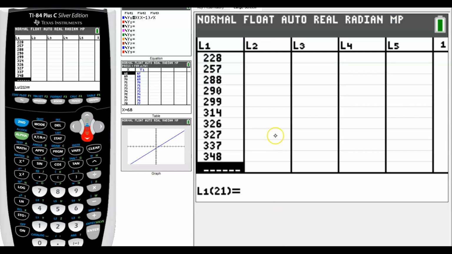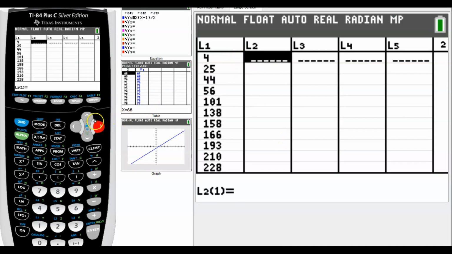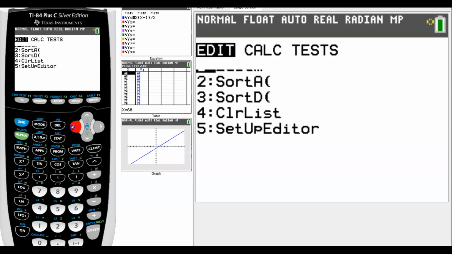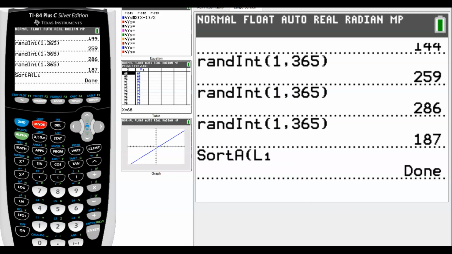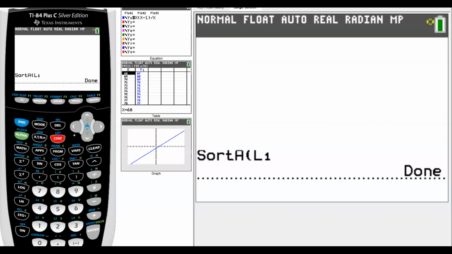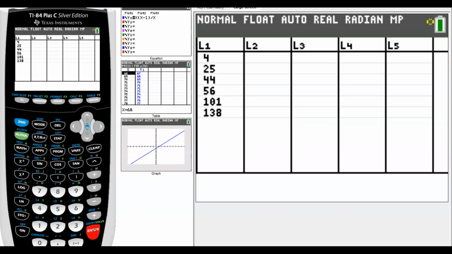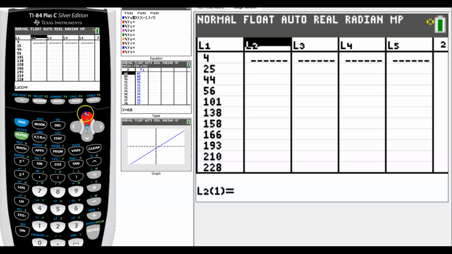So what I'm going to do now, and I'll probably pause the video so I can do it a bunch of times, but I can go over to L2 if we want to see them all right next to each other. Press enter, and I'm going to do stat. Oops, I'm not going to do stat there. Stat and edit. And I want to go up so that L2 is highlighted and press enter. So it says L2 equals.